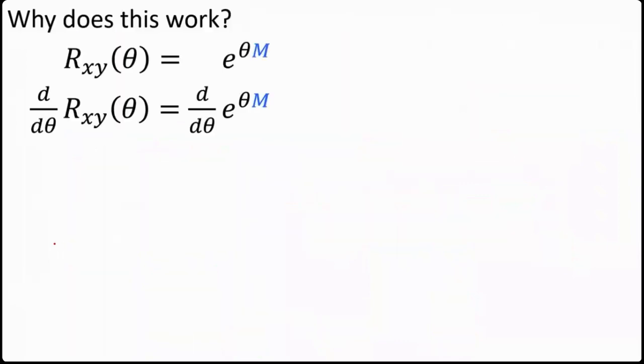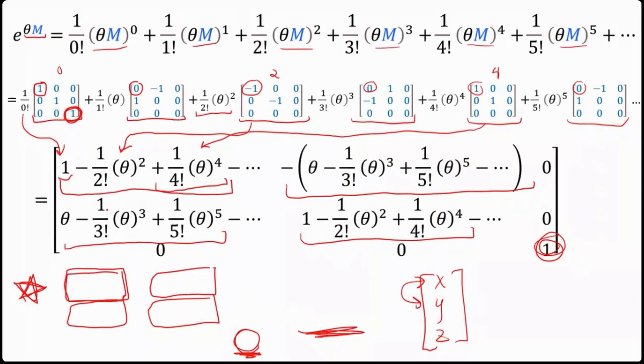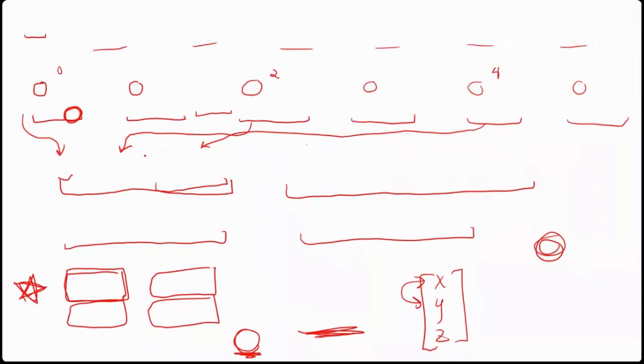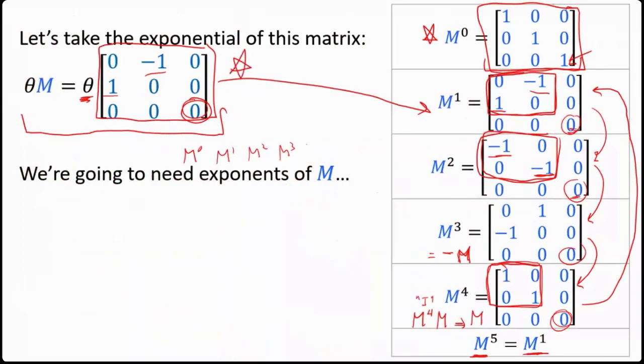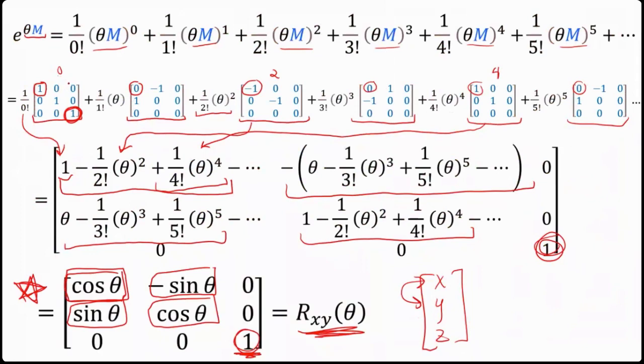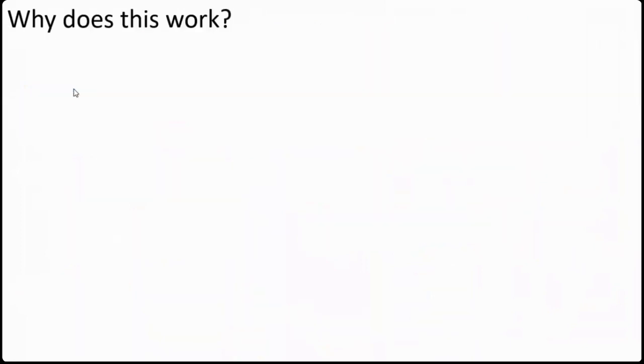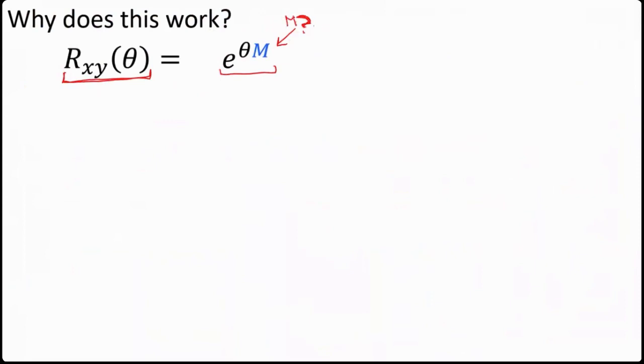So now the question is, I picked this seemingly random matrix over here, and I did e to the theta, and somehow I got a rotation matrix. So why did that happen? So here's the thing. Let's say that we have this rotation matrix, and we want to figure out what m is. We're going to say it's the exponential of theta times m, but what is m? We're going to want to figure it out.